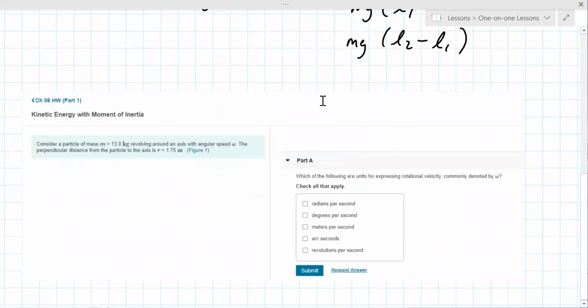Consider a particle of mass m equals 13 kilograms revolving around an axis with an angular speed w. The perpendicular distance from the particle to the axis r equals 1.75 meters. They give you a picture. Which of the following are units for expressing rotational velocity? Radians per second is a common one. Revolutions per second is a common one. The degrees per second I'm not sure of, so I can check before you submit if you'd like. I have to look it up anyway because the rest of the problem I won't be much help.